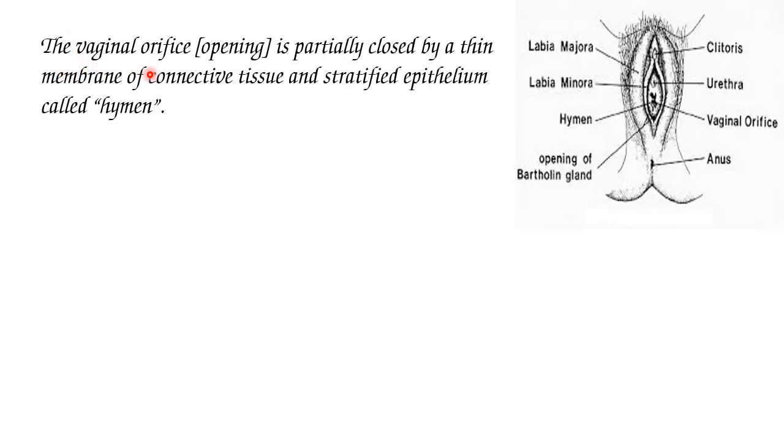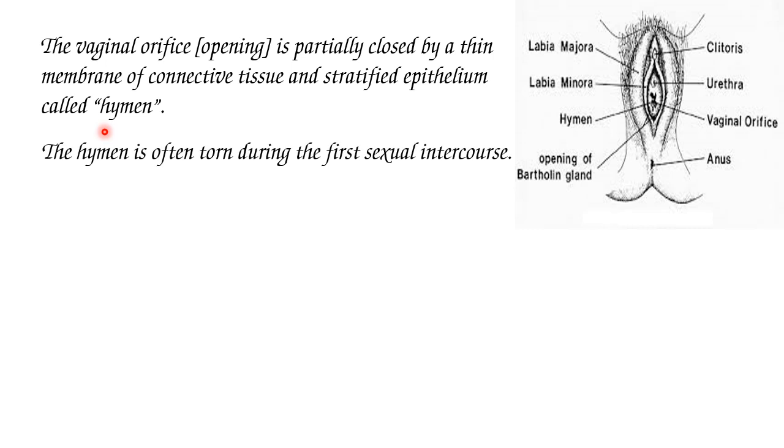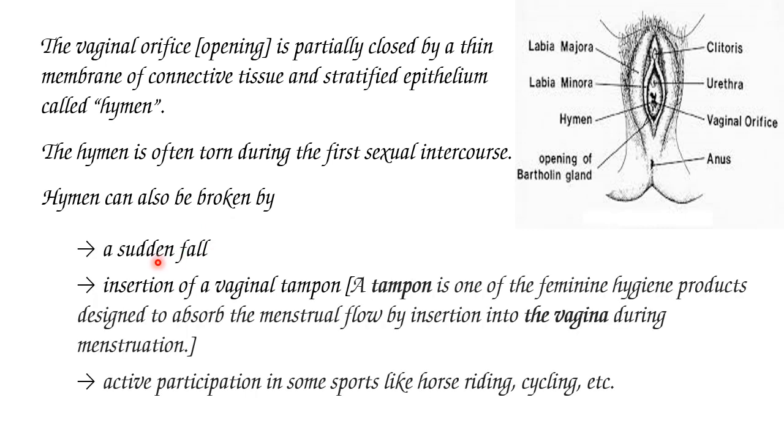Hymen. The vaginal opening is partially closed by a thin membrane of connective tissue and a stratified epithelium called hymen. The hymen is often torn during the first sexual intercourse. Hymen can also be broken by a sudden fall, insertion of a vaginal tampon.